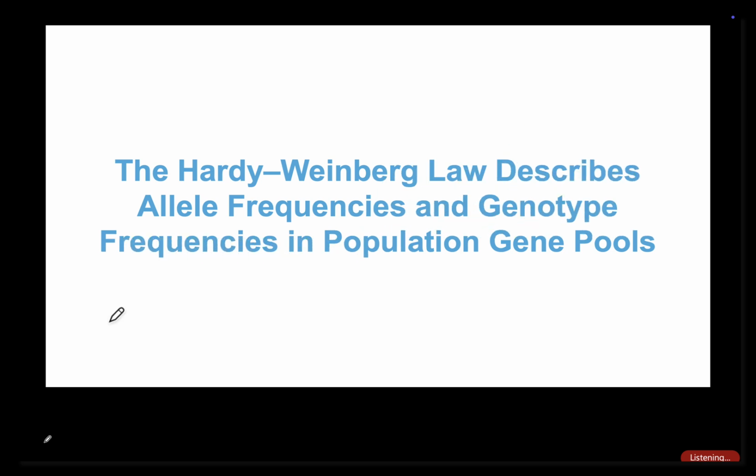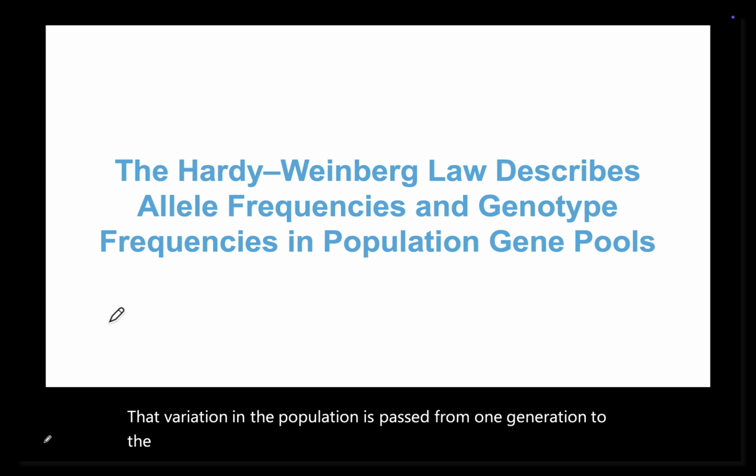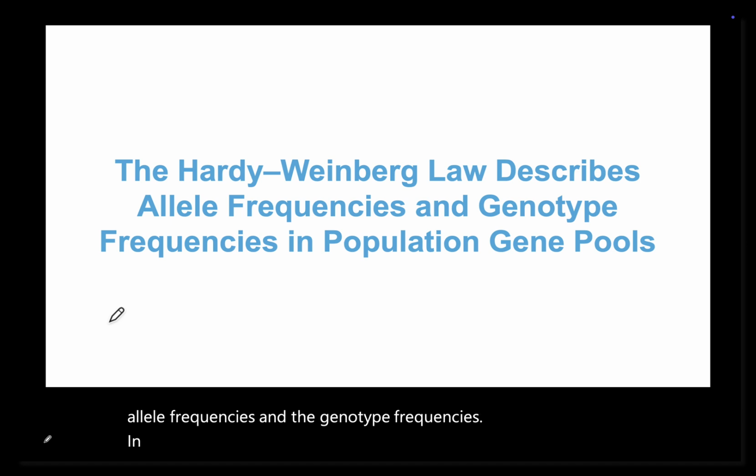As I mentioned, our goal is to understand how that variation in the population is passed from one generation to the other. And here we actually have a law that will describe the allele frequencies and the genotype frequencies in that population. And the model that we are going to use here is called the Hardy-Weinberg law.